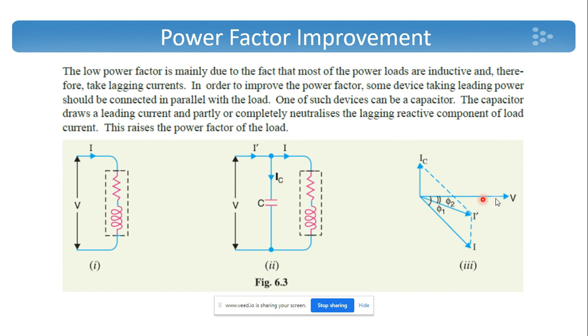Here, initially the voltage is V, current is I. It lags by an angle phi 1. If a capacitor is connected across the load, the capacitor draws a current IC which is leading by an angle 90 degrees with the voltage. So the resultant of I and IC is I dash. We can see that resultant current is having a phase angle of phi 2. Phi 2 is less than phi 1. So cos phi 2 is more than cos phi 1. So the power factor is improved by connecting a capacitor across the load.